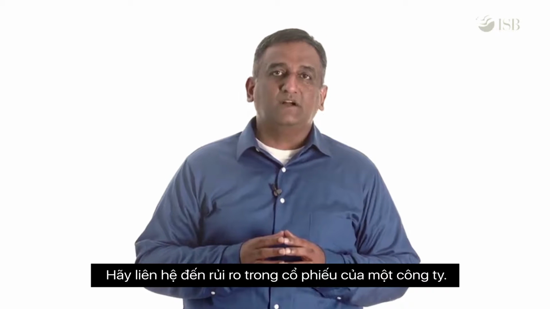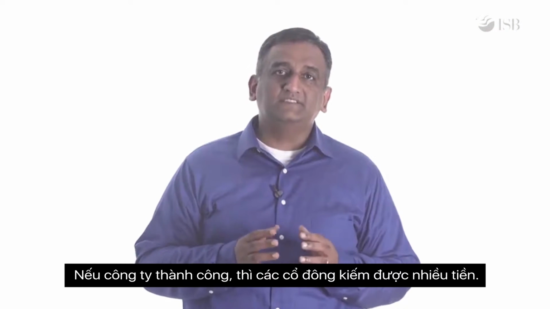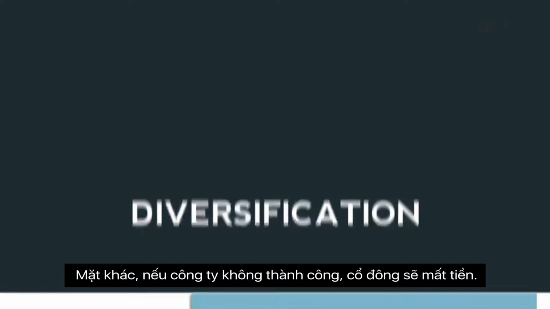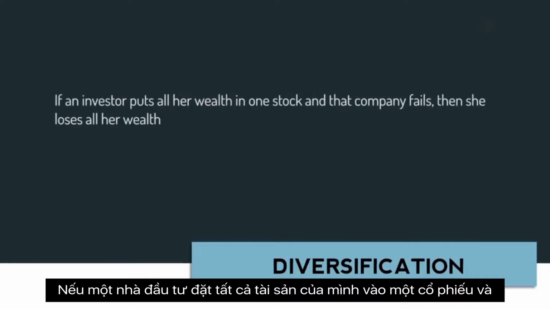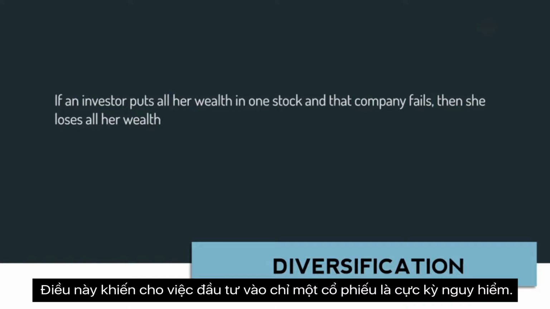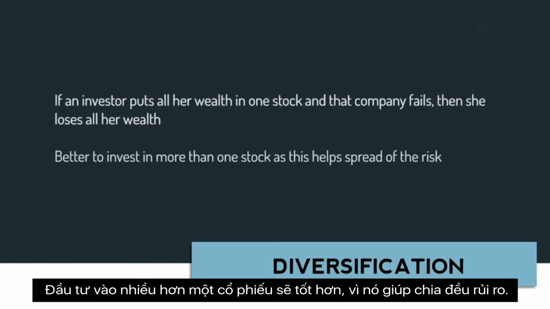Let's think about the risk of a company's stock. If the company succeeds, then its shareholders make a lot of money. On the other hand, if it fails, stockholders lose their money. If an investor puts all her wealth in one stock and that company fails, then she loses all her wealth. This makes investments in only one stock extremely risky. It is better to invest in more than one stock as it helps spread the risk.